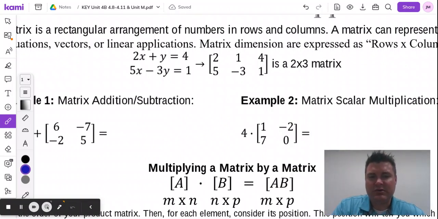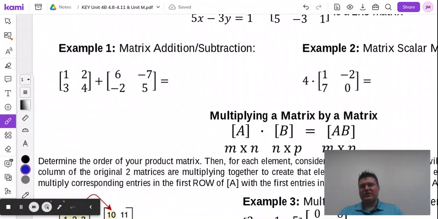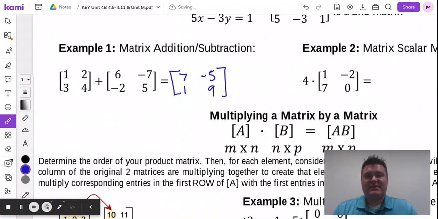Okay, so some simple operations here. What's matrix addition and subtraction? All you're going to do is add the corresponding elements together. So the upper left one is going to be 1 plus 6, which is 7. The upper right one is 2 plus negative 7, which is negative 5. Lower left is going to be 3 plus negative 2, which is 1. And then lower right is going to be 4 plus 5, which is 9. And we can only add matrices that have the same dimension, so the same rows by the same columns.